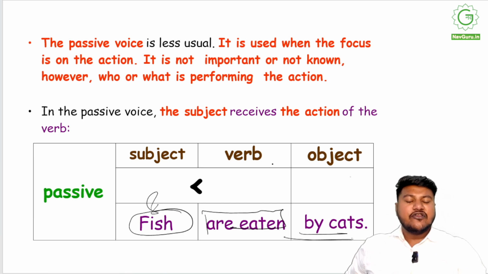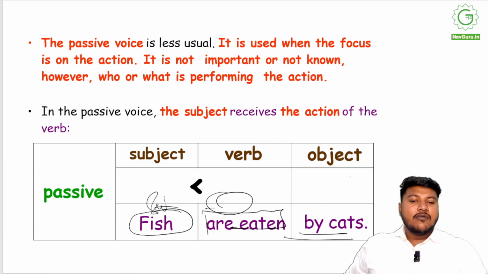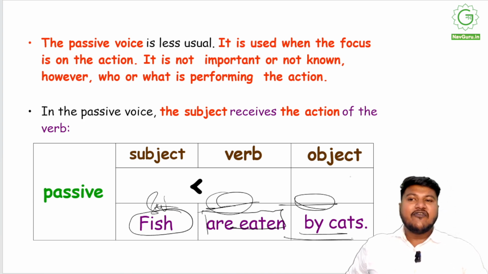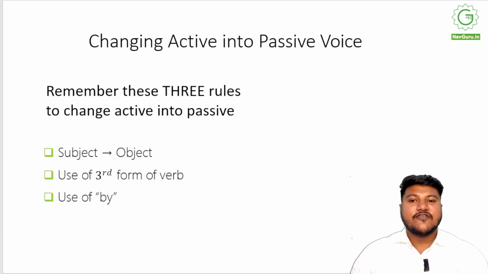So the object becomes the subject, the verb turns into its passive form, and the subject becomes an object. It might sound a bit complicated, but trust me, it's going to be fun. Let's get into it. And how do we change active into passive voice?